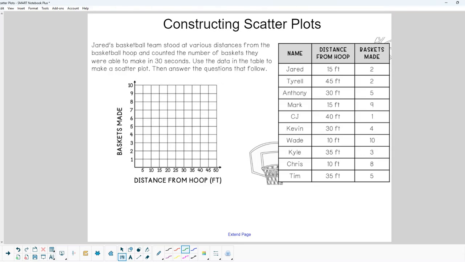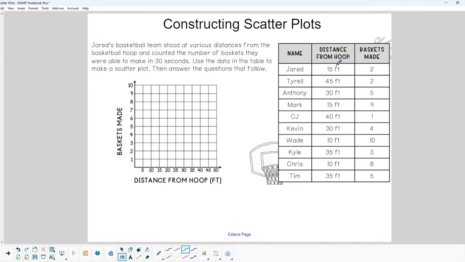All right, so we want to show you how to construct a scatter plot. So we have a nice graph here that is measuring the distance from a basketball hoop in feet and the number of baskets made. Jared's basketball team stood at various distances from the basketball hoop and counted the number of baskets they were able to make in 30 seconds. Use the data in the table to make a scatter plot. Then answer the questions that follow.